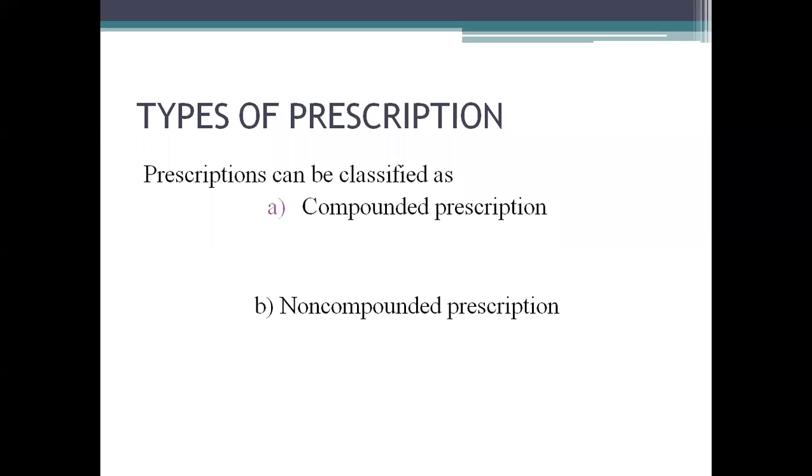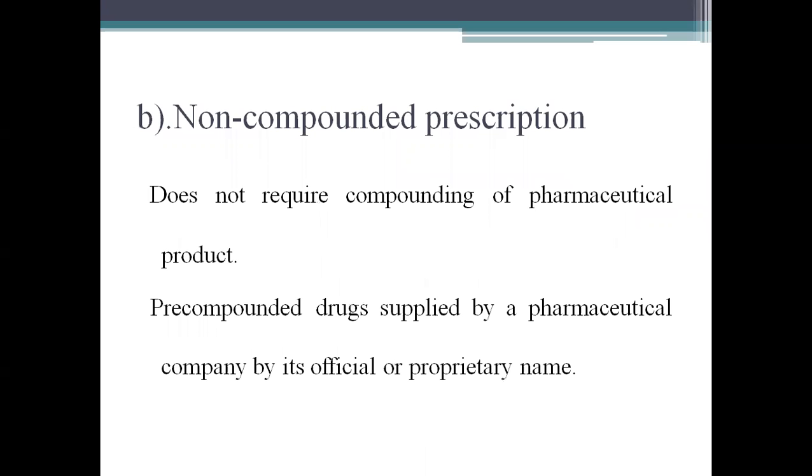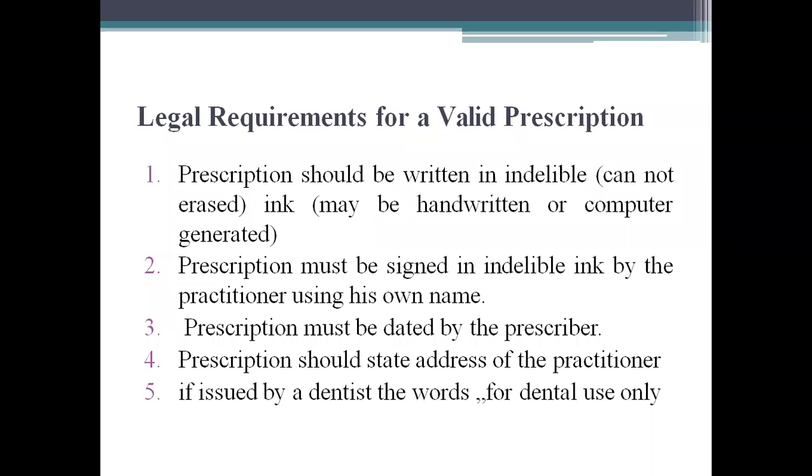Then we have the types of prescription. We have compounded prescription and non-compounded. Compounded prescription is also known as extemporaneous. In that, we have seen mixing of one or more ingredients has to be performed by the pharmacist. Compounding has to be done by the pharmacist and dispensed to the patients. And non-compounded prescription does not require compounding of pharmaceutical product. Just pre-compounded drug has to be dispensed by the pharmacist to the patient. That is the non-compounded prescription.